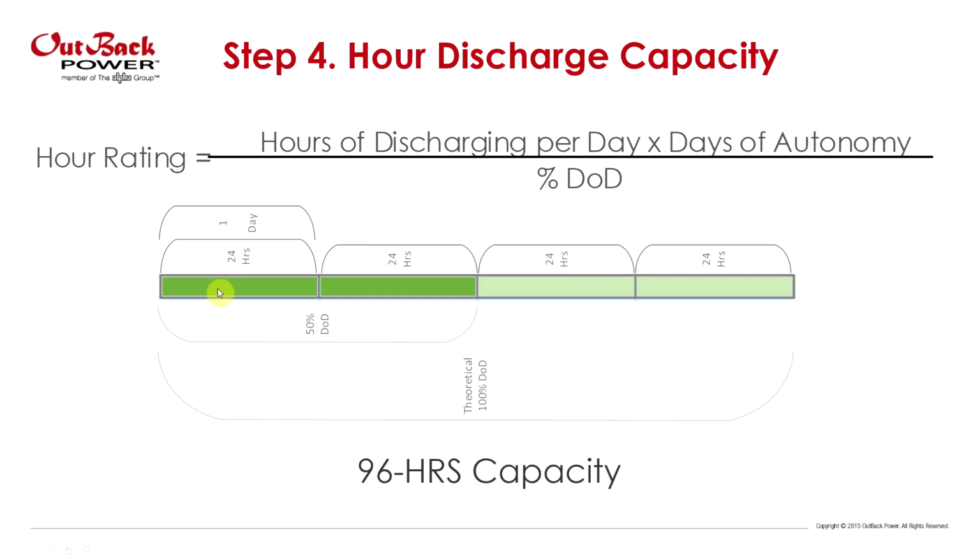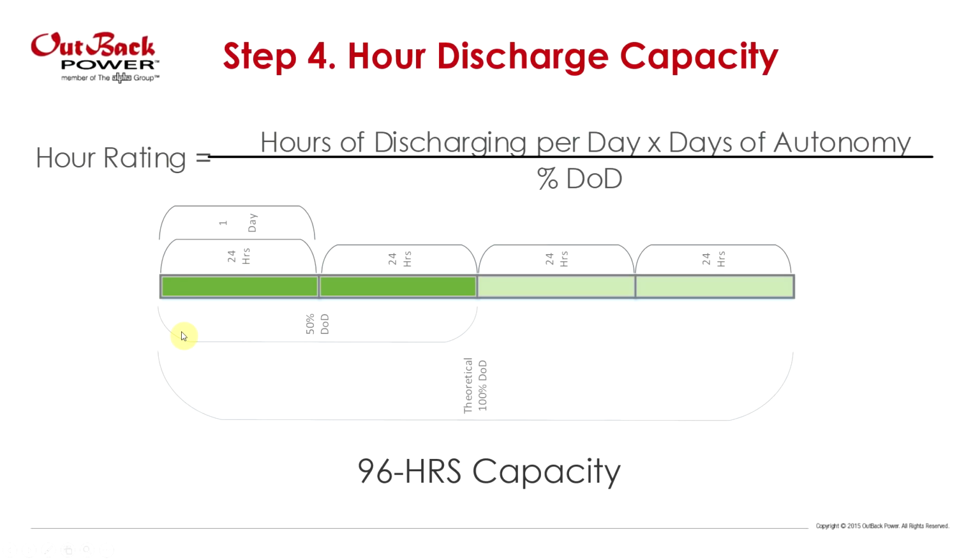In this scenario, we are discharging the batteries over 24 hours per day, okay? We size this battery bank, and we have 2 days of autonomy. So what that means is that we're discharging 24 hours, and then we're discharging another 24 hours, 2 days. At this point, we're not discharging our batteries anymore. So this is our 50% depth of discharge. This is what we decided to discharge our batteries to.